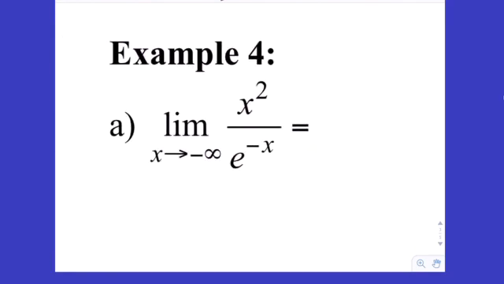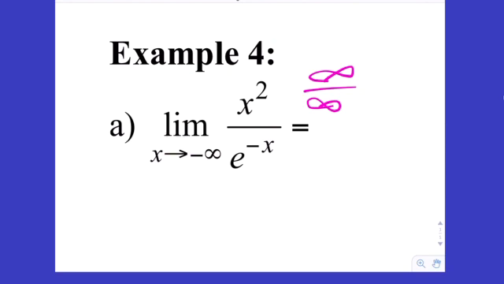The limit as x goes to negative infinity of x squared over e to the negative x. Never not first, direct substitution. If you plug in negative infinity to x squared, what's negative infinity squared? Infinity. If you plug that into the bottom, because it's e to the negative x, and you plug in a negative infinity, you get e to the positive infinity, which is also infinity. So again, we have the quotient indeterminate form. L'Hopital's rule is one of our options.